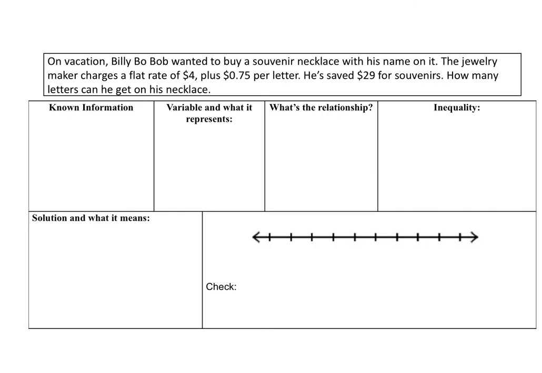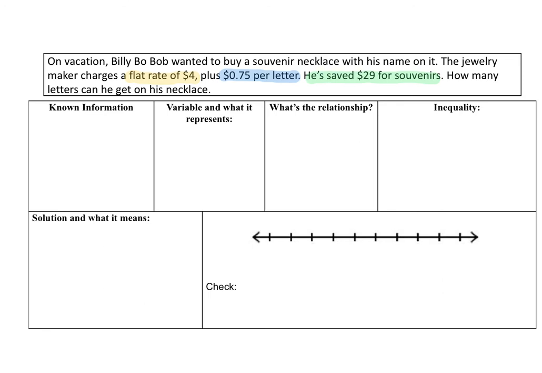All right, so Billy Bo Bob gets to go on vacation. And on vacation, he wants to buy a souvenir necklace with his name on it because he's hella cool. The jewelry maker charges a flat rate of $4 plus 75 cents per letter. Billy Bo Bob has saved $29 for souvenirs. He wants to know how many letters he can get on his necklace.